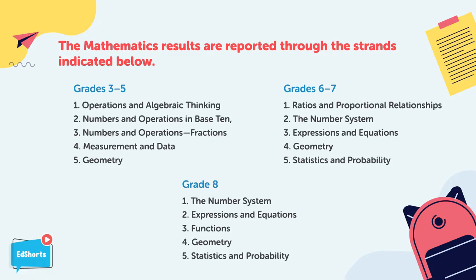Grades 3 through 5: operations and algebraic thinking, numbers and operations in base 10, numbers and operations fractions, measurement and data, geometry. Grades 6 through 7: ratios and proportional relationships, the number system, expressions and equations, geometry, statistics, and probability. Grade 8: the number system, expressions and equations, functions, geometry, statistics, and probability.